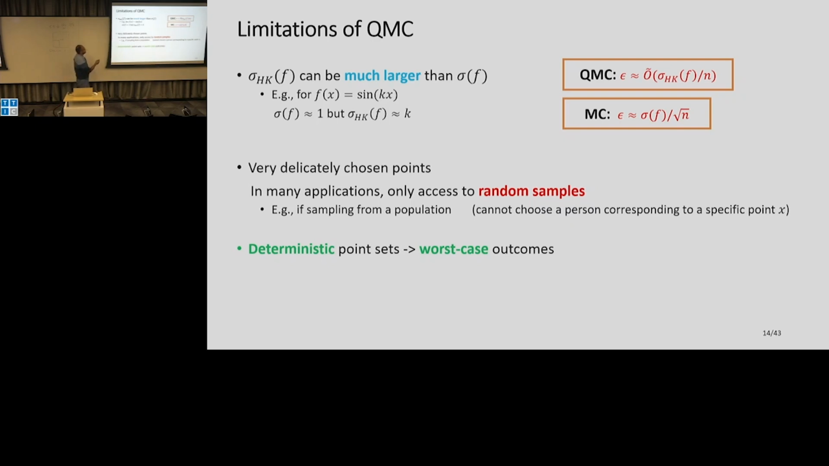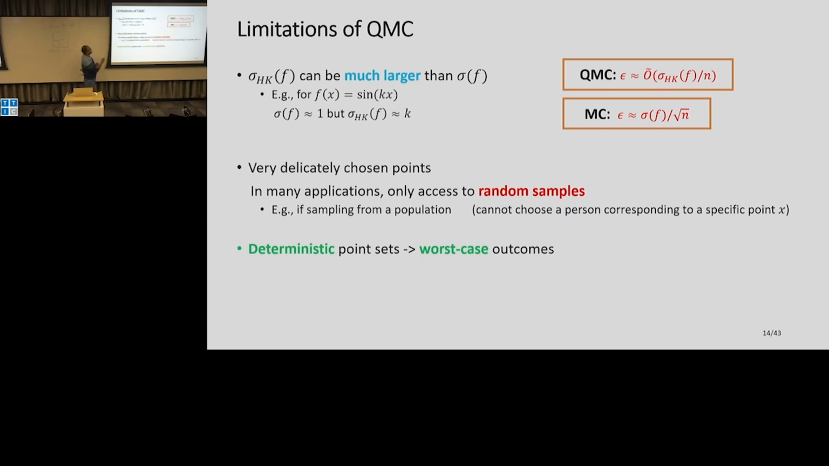Of course, one drawback in Quasi-Monte Carlo is that this Hardy-Krause variation can be much larger than the usual standard deviation. And one way to see this, matching our intuition: if your function was very variable, like sine kx for large k, so it fluctuates a lot, then the derivative f prime would be k times cosine. So the Hardy-Krause variation will be roughly k. Hardy-Krause was the L2 norm of the derivative. So it's not always better, yeah. So Quasi-Monte Carlo can be bad.